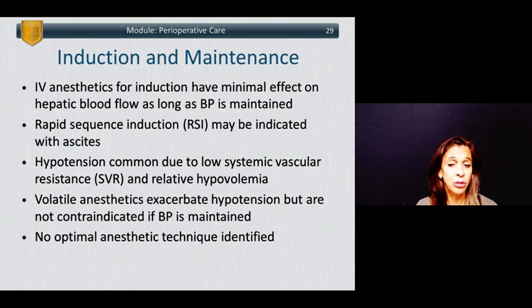Hypotension is common due to low systemic vascular resistance and relative hypovolemia in these patients, and that is only aggravated by the vasodilatory and cardiac depressant effects of anesthesia. Volatile anesthetics exacerbate hypotension, but are not contraindicated as long as blood pressure is maintained. There is, frankly, no optimal anesthetic technique that has been identified. The technique that has the least perturbations on hemodynamics and volume will be the safest anesthetic to administer.